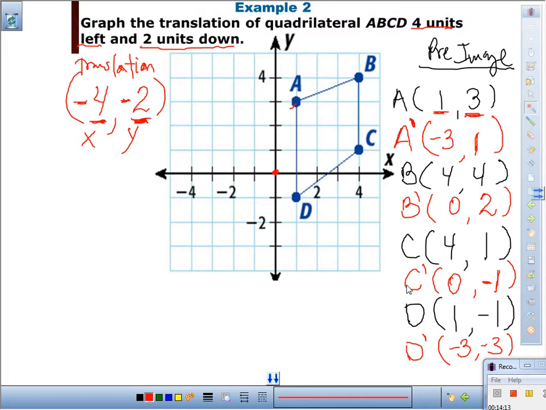Now that we have our prime points, let's plot them on our coordinate plane. What is A prime? -3, 1. Label it A prime. The next one is B prime. 0, 2, which is right here. B prime. The next one is 0, -1. That is C prime. And then the last one is -3, -3. And that is D prime. Connect all 4.